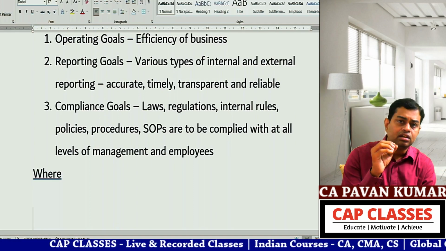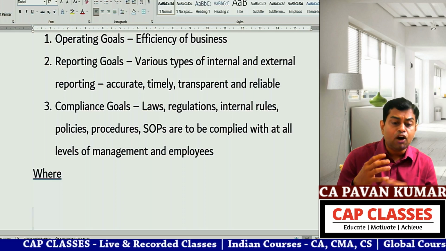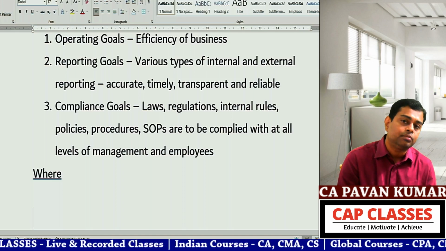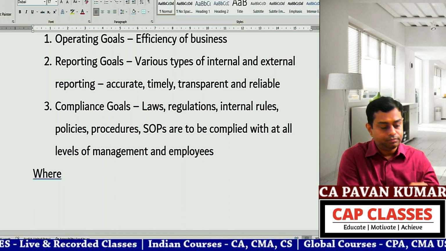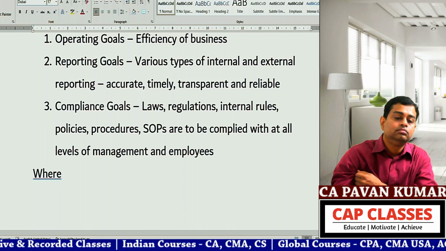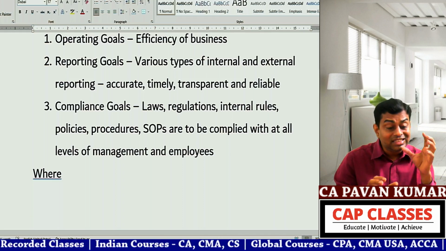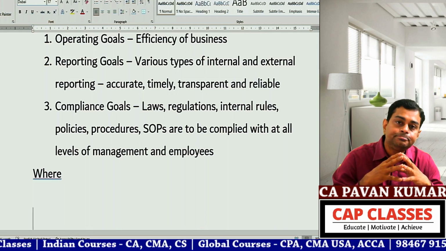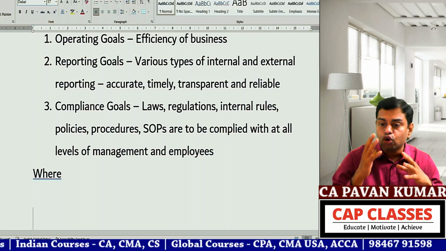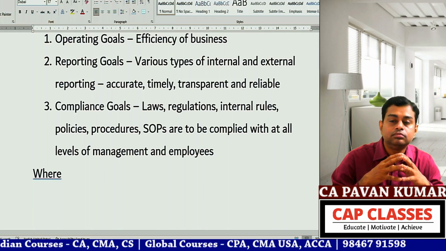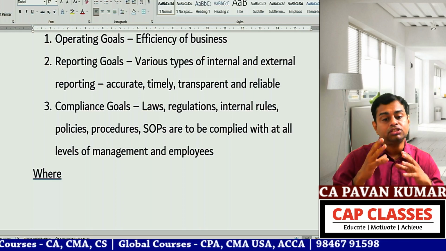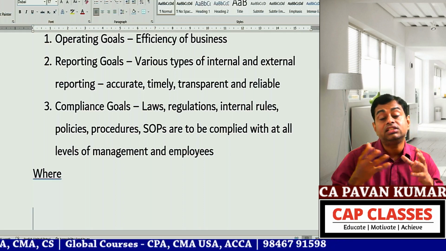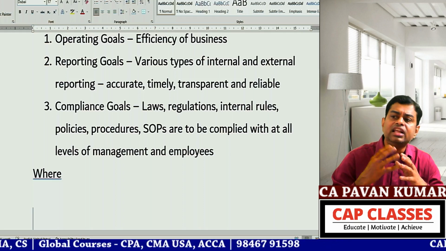You can't even imagine in banks and NBFCs how big this compliance goal is. Chief Compliance Officer, one officer will be there, at board of directors level. For information, CIO, Chief Information Officer. For technology, CTO, Chief Technology Officer. COO, Chief Operations Officer. CFO, Chief Financial Officer. Why are all these people there at the top level?